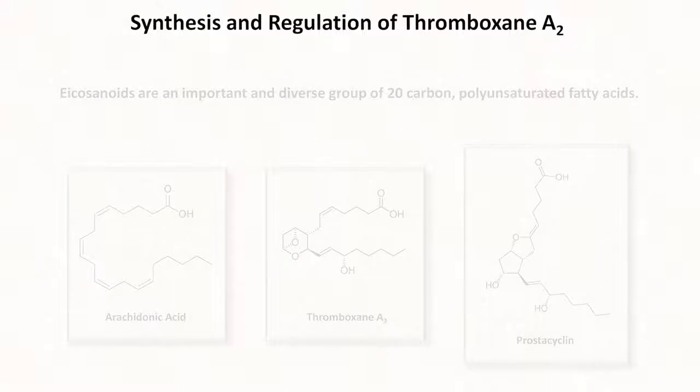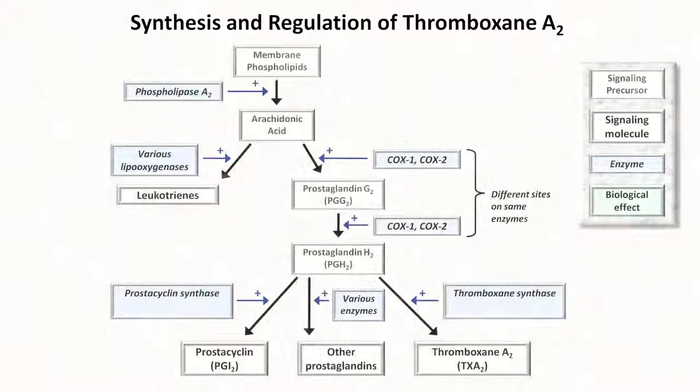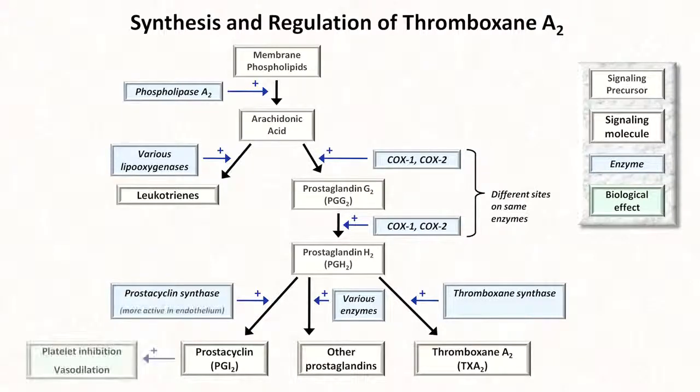The synthesis of eicosanoids is very complicated, and unless you are concurrently enrolled in a graduate-level biochemistry course, you should not bother memorizing this chart. However, there are a couple of specific details important enough to remember. The first is that prostacyclin synthase is more active in the endothelium, and the consequence of its product, prostacyclin, is that platelets are inhibited and there is vasodilation.